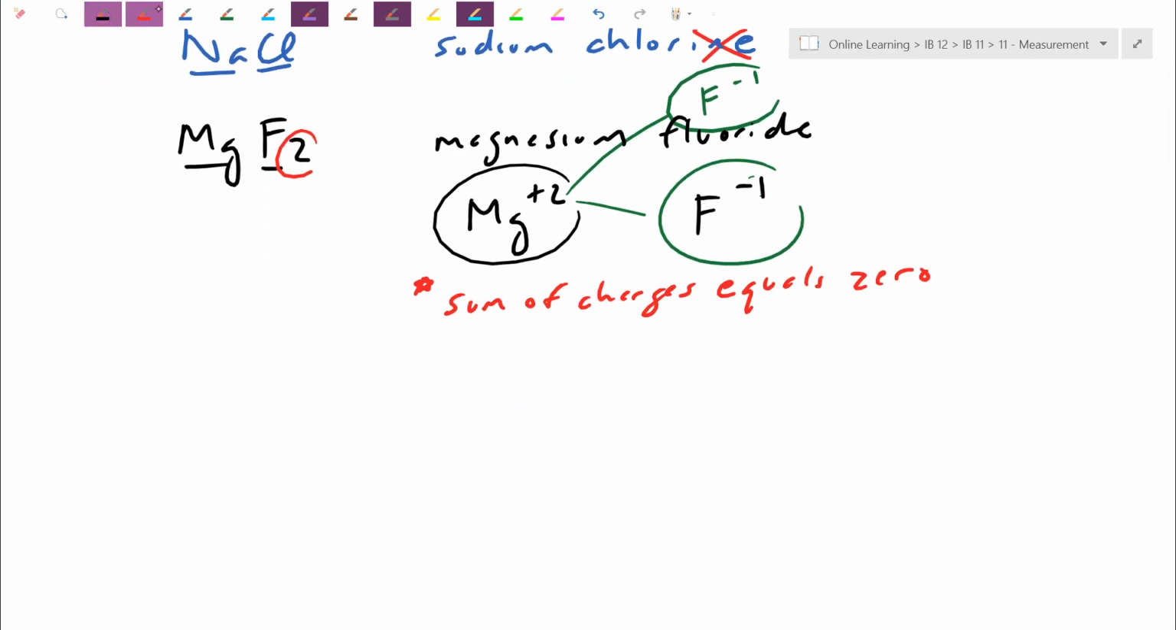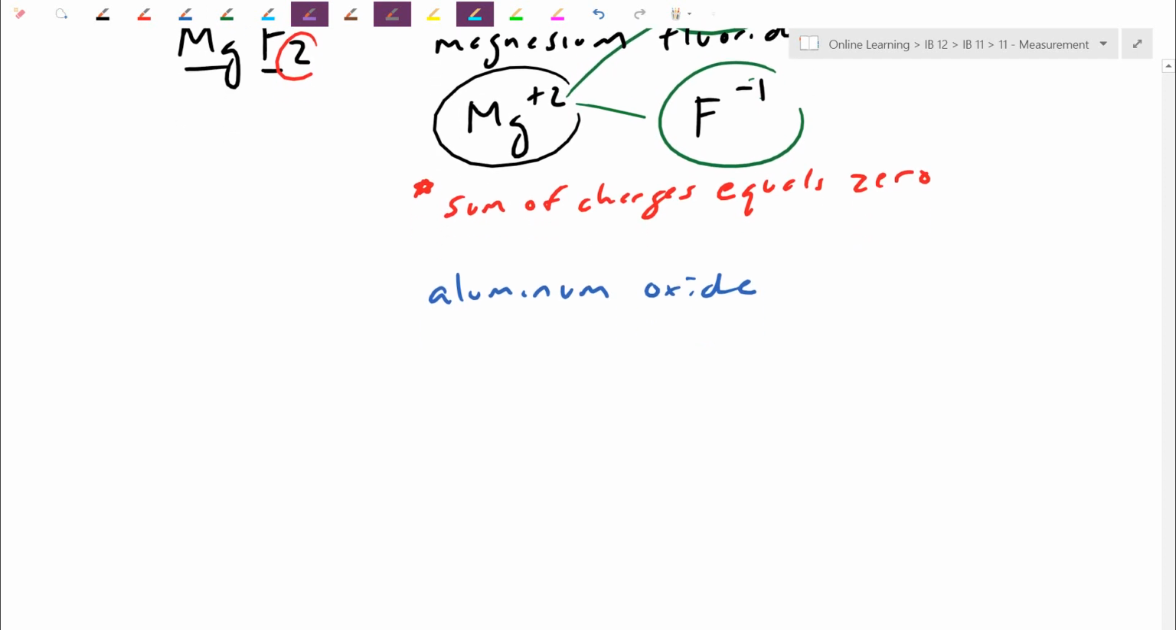Let's try to go the other way. Let's go aluminum. Sometimes they write down aluminium. It's exactly the same element here. Aluminum oxide. If I want to write out the formula for it here, I need to work out the charges so that the plus and minus cancel out. Aluminum, you're going to find it on the back of your periodic table. Aluminum is going to be +3.